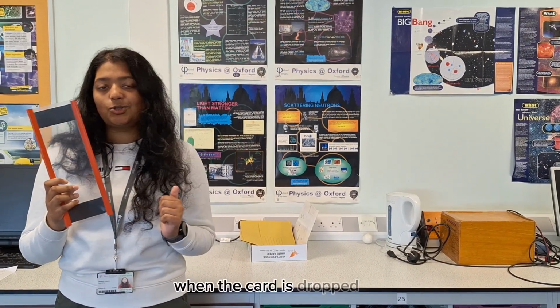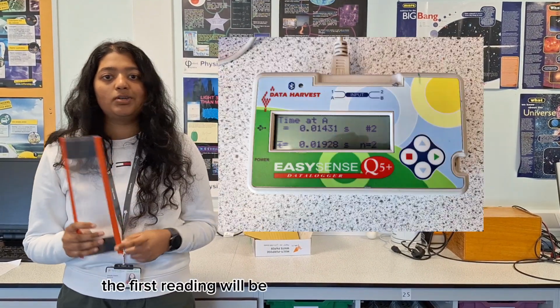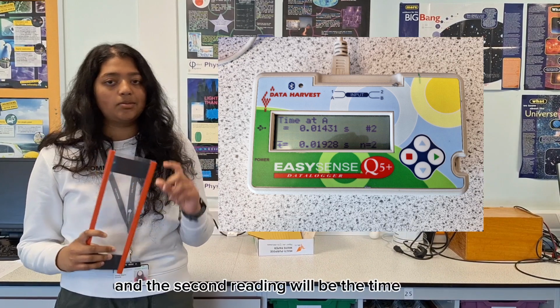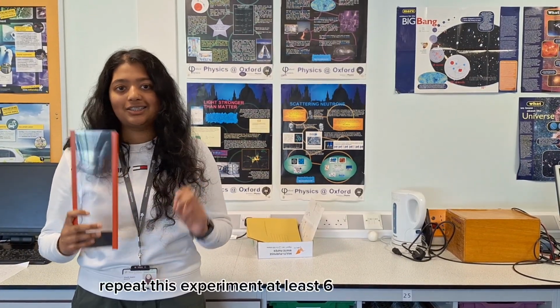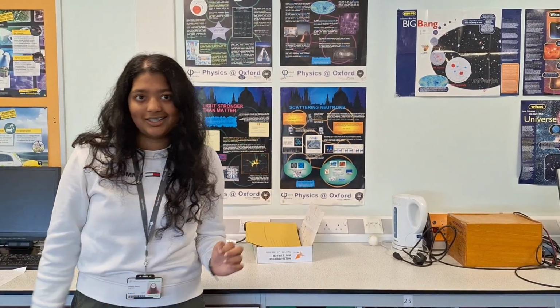When the card is dropped, you'll get two readings on the data logger. The first reading will be the time taken for the first block to pass through, and the second reading will be the time taken for the second block to pass through. Repeat this experiment at least 6 times, making sure to drop it from the same height. You should get 2 times. The first one is the first block from the data logger, and the second time is the time taken for the second block to pass through the light gate.